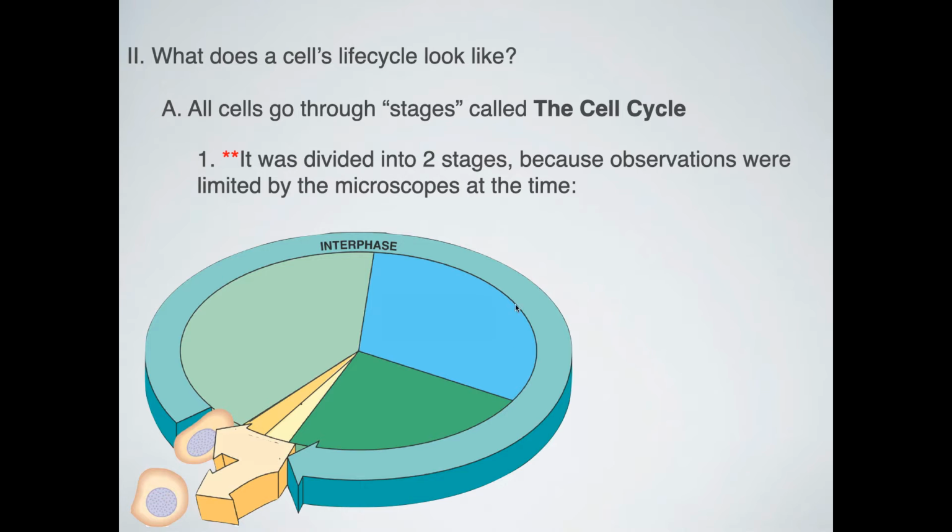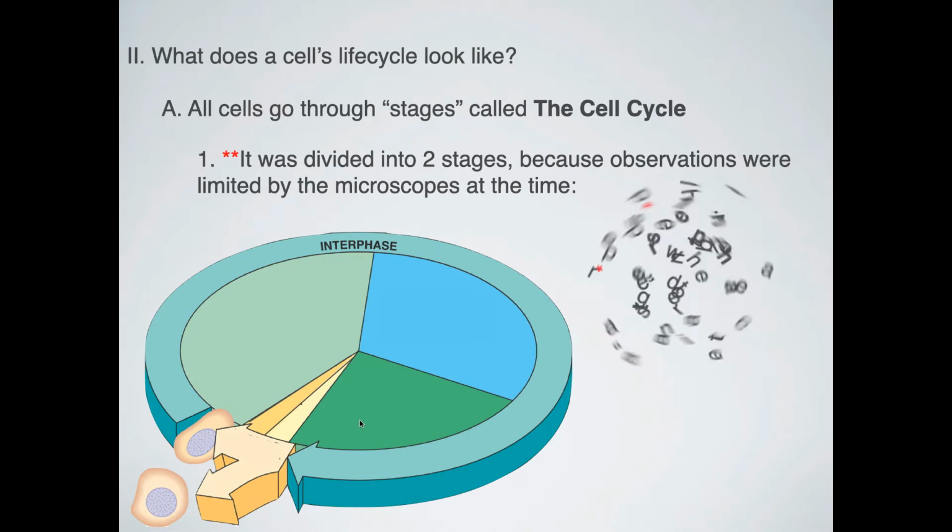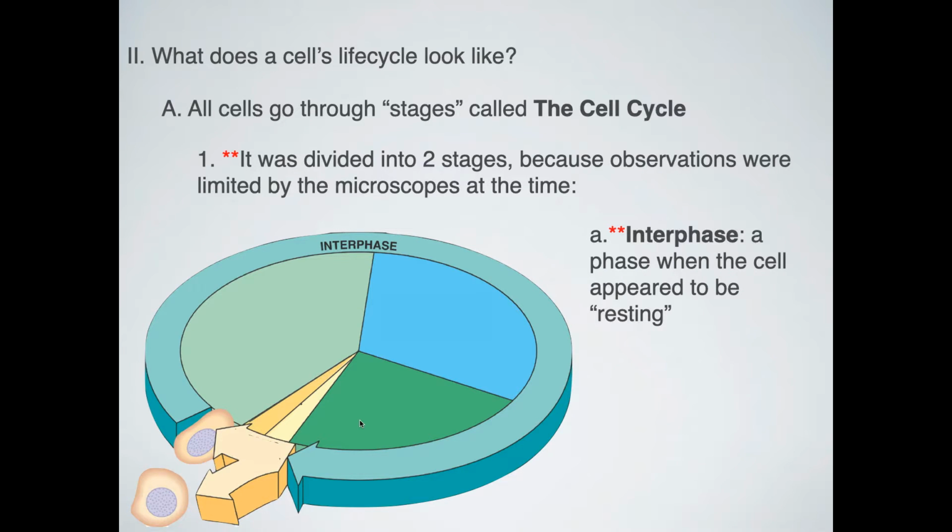And so, yes, this is supposed to be the diagram that you drew, but I didn't want you to have to draw it three-dimensionally, so I kind of flattened it out. What is interphase? Interphase is when the cell appeared to be resting. And notice it is most of the cell cycle. Before we had good enough microscopes, people thought that cells were lazy and didn't really do anything. They're just kind of there.